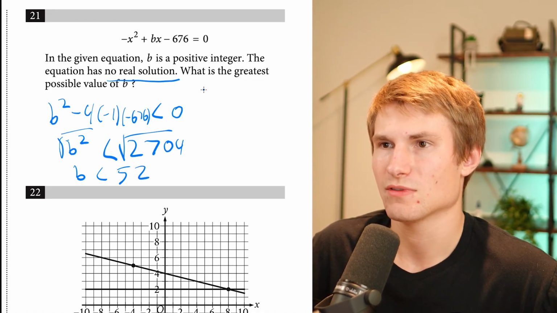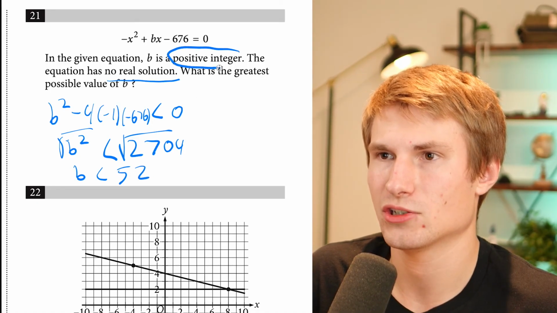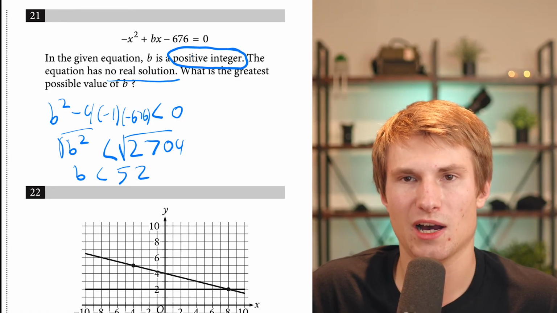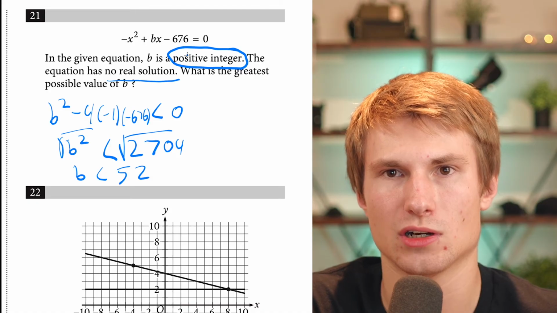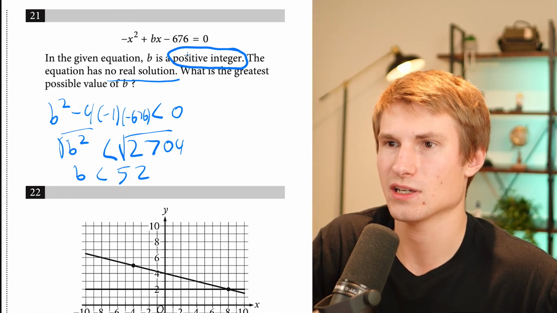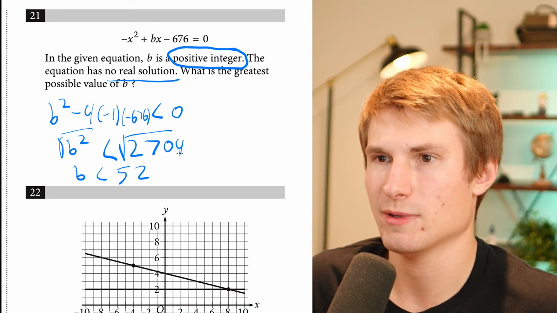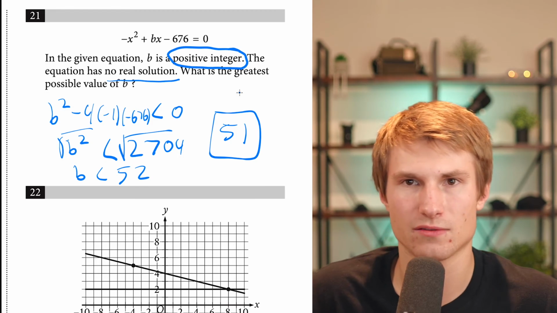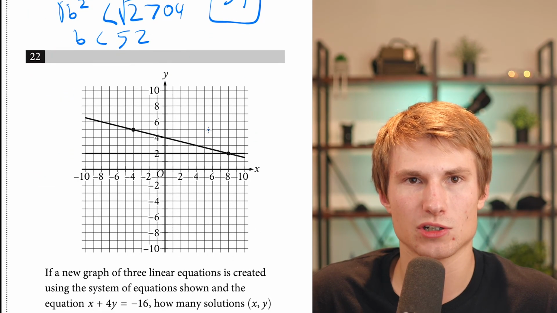What's the greatest possible value of b? Well, b is a positive integer. I think I've said this before, but once again, always pay attention to positive integer, negative integer, if something is an integer versus if it can be a decimal or a fraction. In this case, positive integer. In order for it to be an integer, the maximum value then would be 51, not 52, since we have to be strictly less than 52. From here, we can go ahead and move on to question number 22.